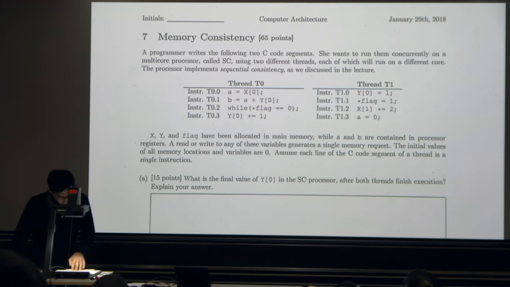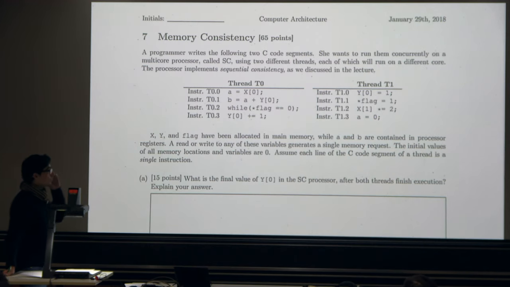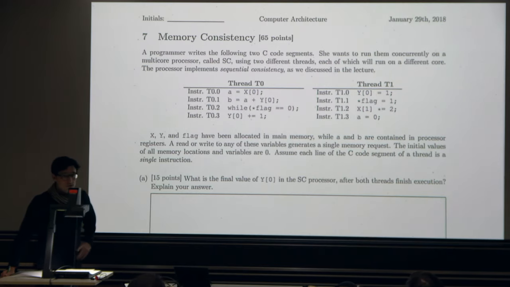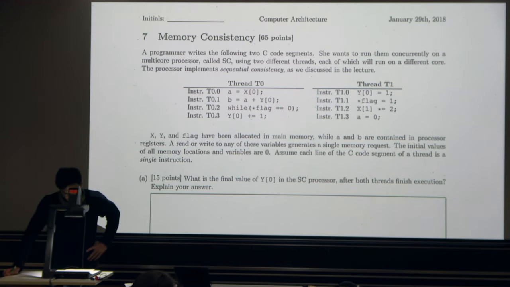And then part A asks, what's the final value of Y in the SC processor after both threads finish execution? Explain your answer. So, the first thing to recall here is that sequential consistency ensures that the order in which memory accesses from a particular thread, from a particular core, are going to take place is the same order as we have in the program.